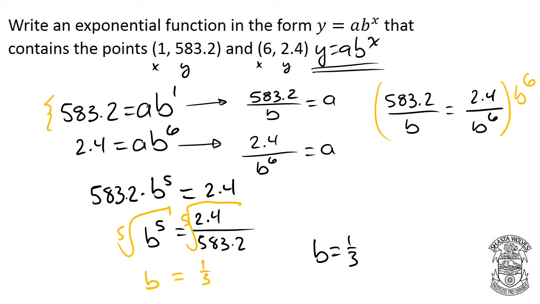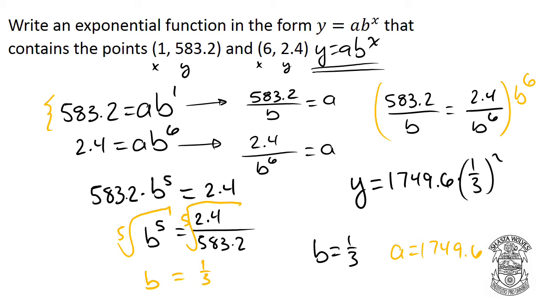So if I'm at 583.2 and I multiply that times 3, I get 1,749.6. So a is going to equal 1,749.6. So my function should look like this, right? y is equal to 1,749.6 times b, which is 1/3, raised to the x power.